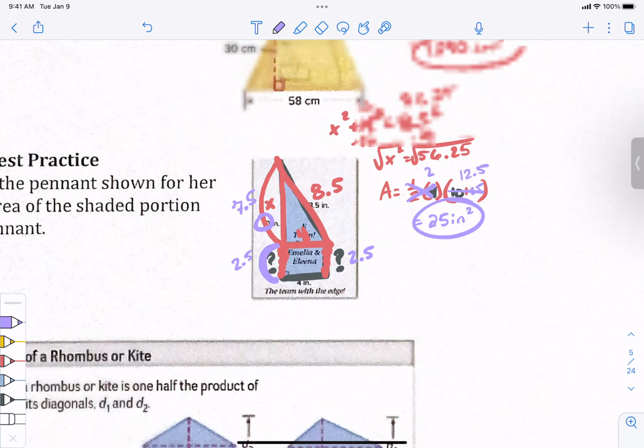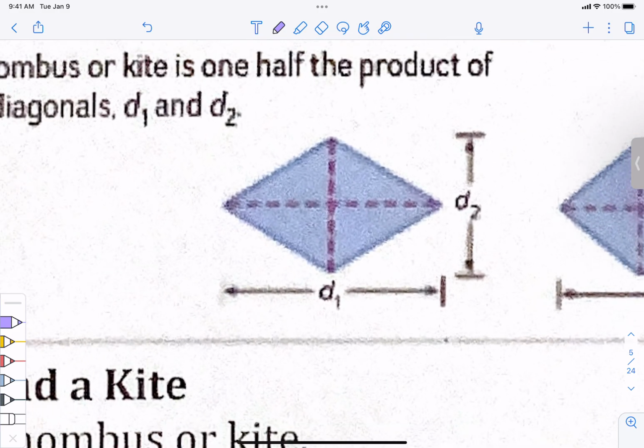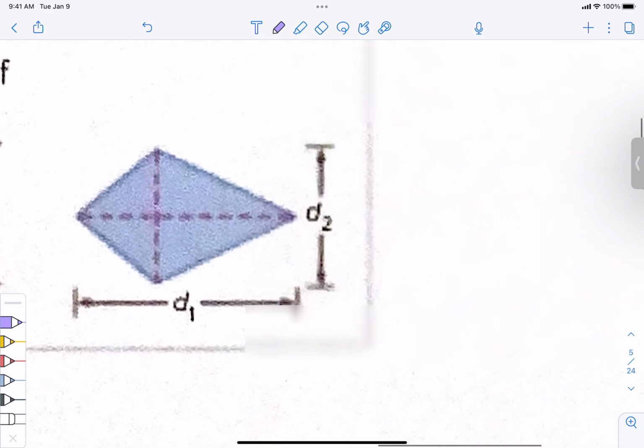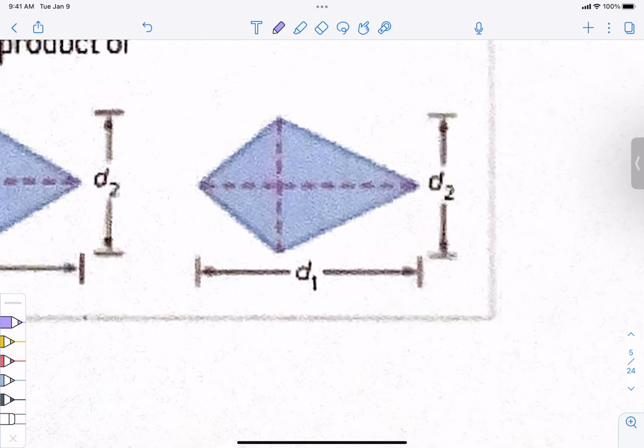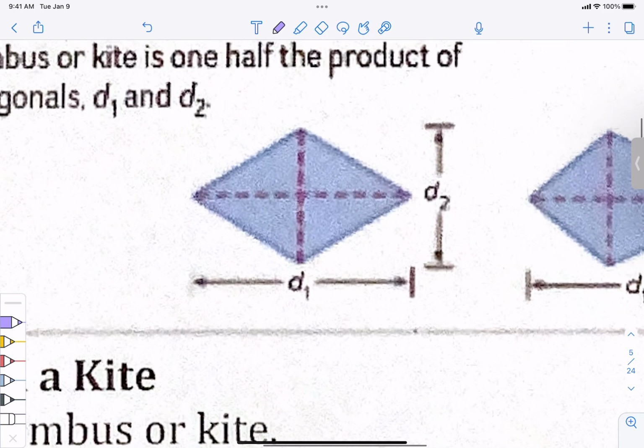Okay, let's go to rhombus and kite. A rhombus is a tilted square because all of these sides are exactly the same. You remember studying rhombus. And a kite looks like a kite, with one edge that's longer. We're finding the area of both of these, but they're the same formula. So let me show you. Just watch for a second and I'll show you how the formula comes about.